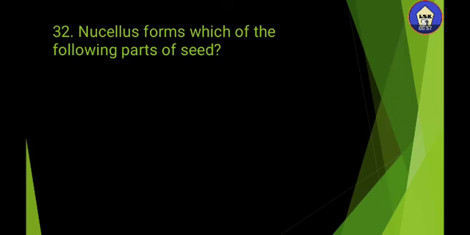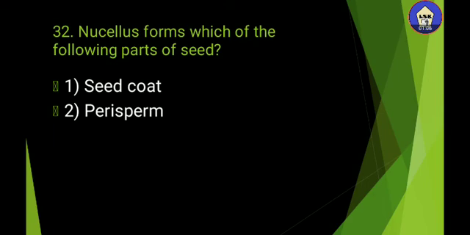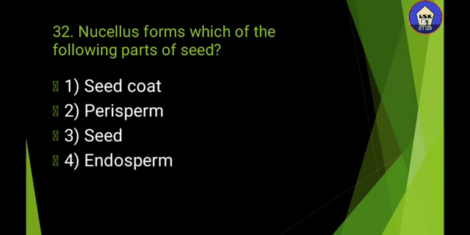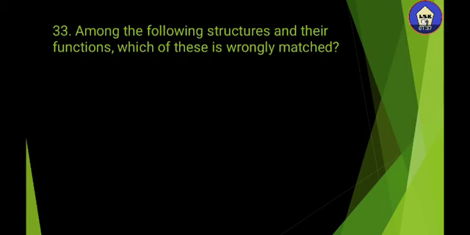Question number 32. Nucellus forms which of the following parts of seed? Seed coat. No. Seed coat is derived from integuments. Perisperm. Seed. Endosperm. Endosperm is developing from primary endosperm cell or primary endosperm nucleus, and that is formed by the fusion of male gamete and the secondary nucleus. So that is wrong. Seed is nothing but the fertilized ovule. The entire ovule develops as seed. So the answer is perisperm. Perisperm is nothing but a portion of nucellus which is retained along with the seed. So the answer is perisperm.